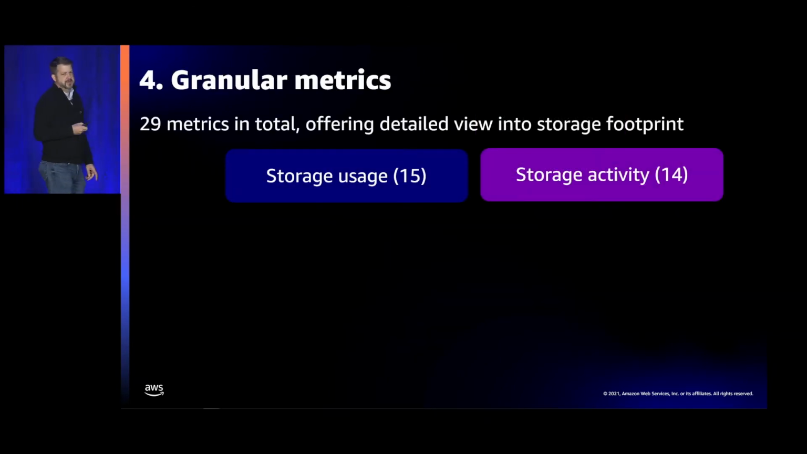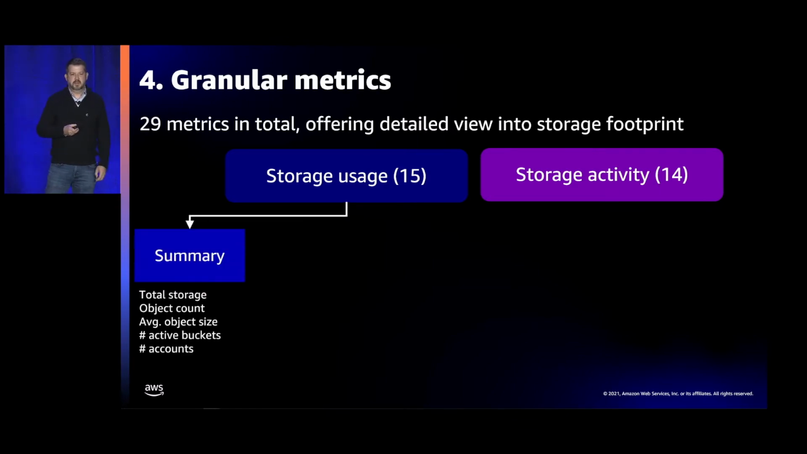Fourth thing is the granular metrics of StorageLens. As I said before, there's 29 of them. They span two main categories. There's storage usage and storage activity. Within those, there's 4 different use cases that we group the metrics into. First, you have summary metrics that are meant for top-line insights, things like your total storage and your object count, your average object size, just to stay on top of the top-level details.